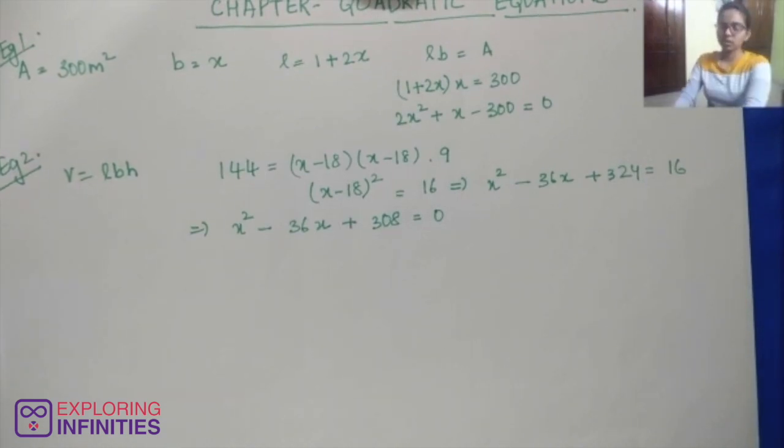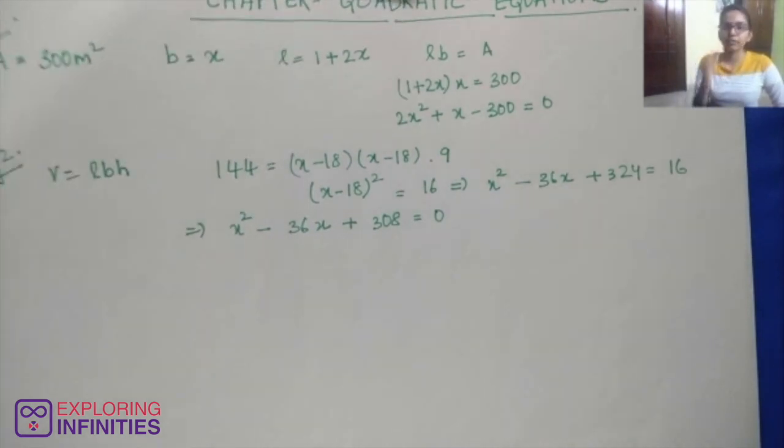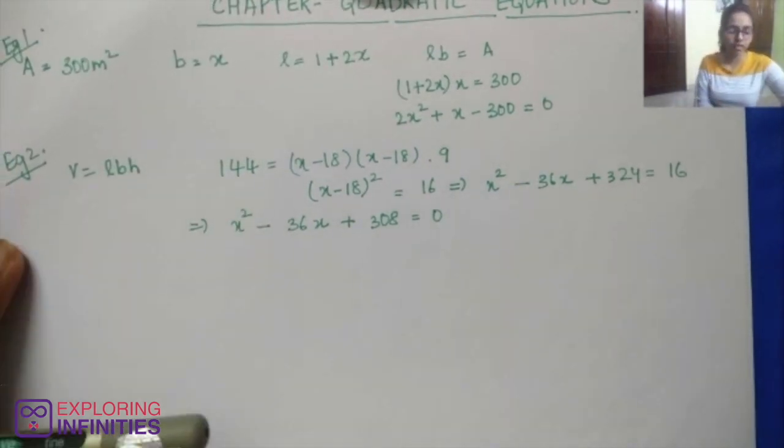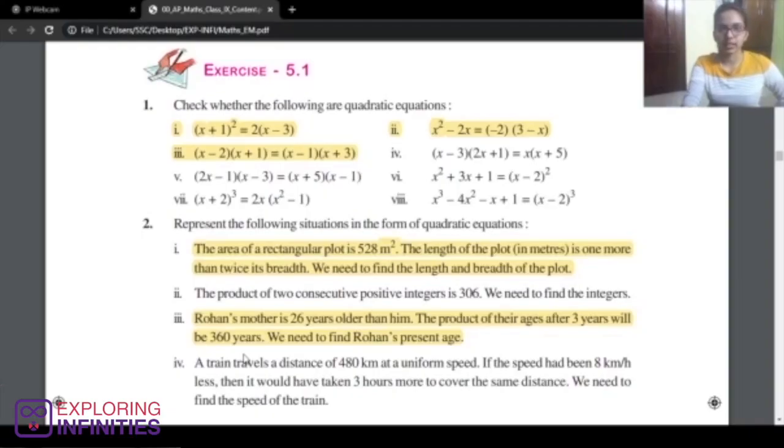So let's do our exercise 5.1, where we have to determine if the equations they have given us are quadratic or not. Let's get started. So this is exercise 5.1. As you can see, I have highlighted a few questions. Question number 1 says, check whether the following are quadratic equations or not. So I'll write the answer.